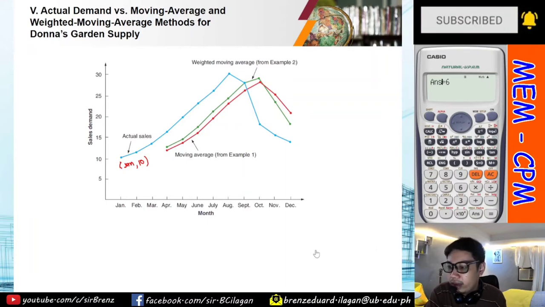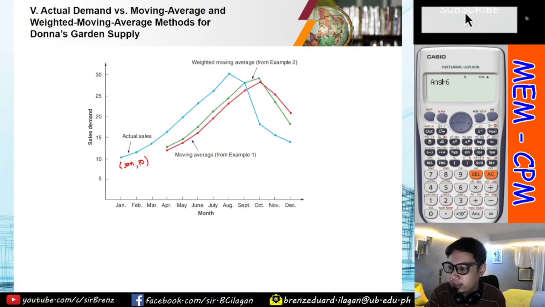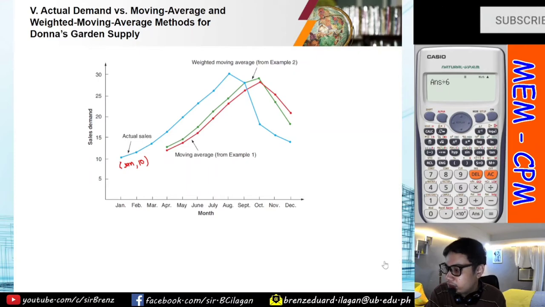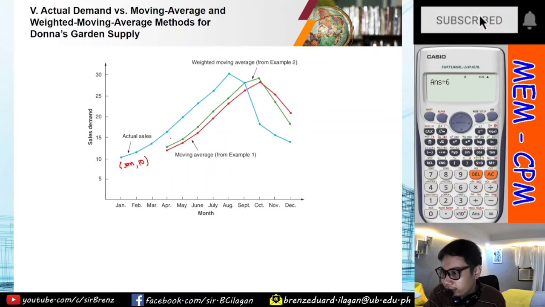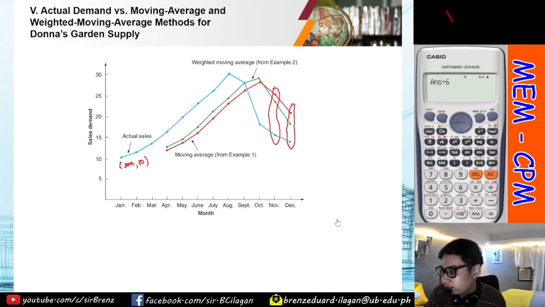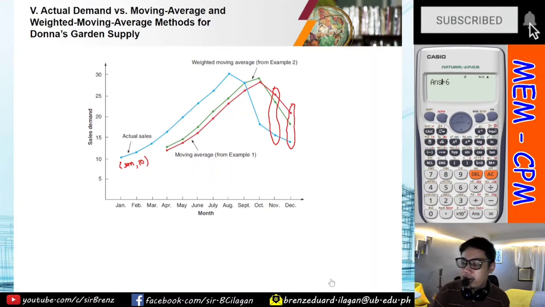The weighted moving average, however, usually reacts more quickly to demand changes. So, yung weighted moving average mo daw, itong naka-green. So, it reacts more quickly to demand changes. So, even in periods of downturn, so if you're going to see November and December, so saan ba yan? Ayan. So, itong values na to, ayan. So downturn ngayon, it more closely tracks the demand. Okay?